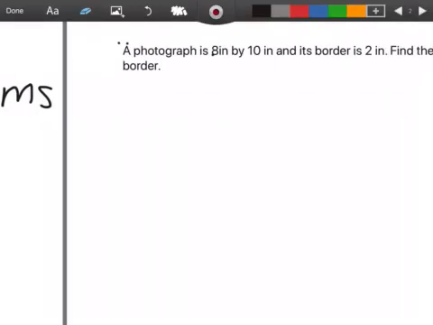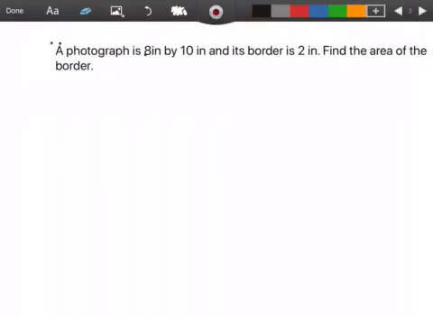We're doing area problems. A photograph is 8 inches by 10 inches and its border is 2 inches. Find the area of the border. So we'd first do this by making a sketch.